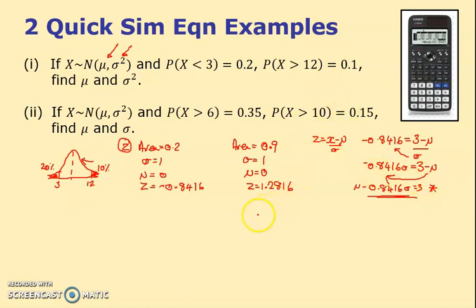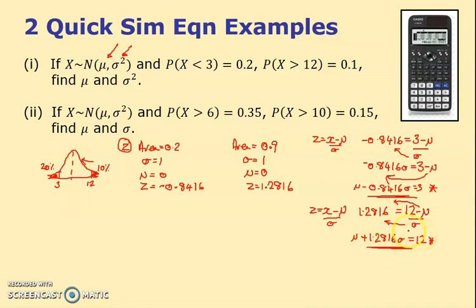This ultimately comes down to simultaneous equations. The second one, I do the same trick. It's Z equals x minus mu over sigma. And therefore I get 1.2816 as my Z equals x. What was x? It was 12 minus mu over sigma. And again, move the sigma over, and at the same time move the mu over, and I'll end up with mu plus, this time, 1.2816 sigma equals 12. And this is my second equation.